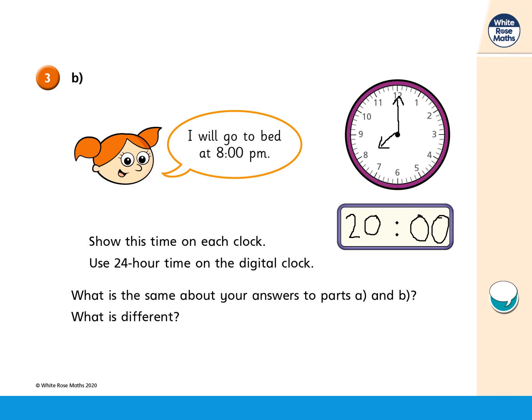What is the same about your answers to part A and B? The same is that the analog clock shows the same time. The difference is that the 24-hour clock is 12 hours ahead. So it shows 20. 8 plus 12 is 20.